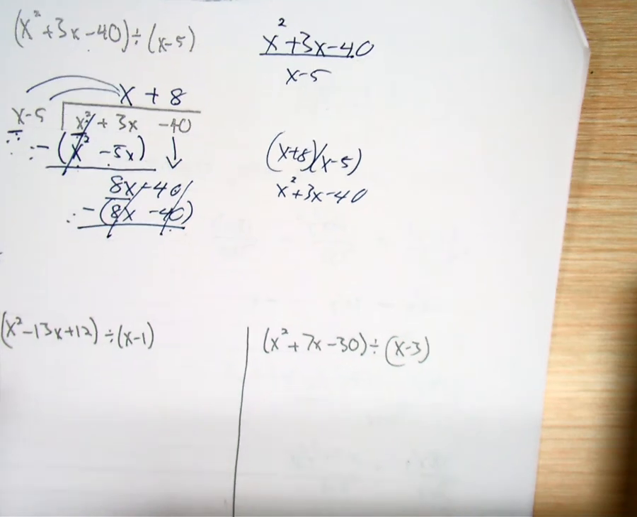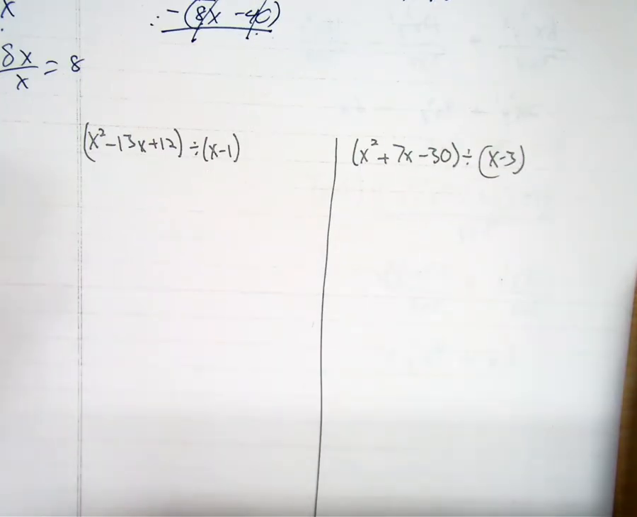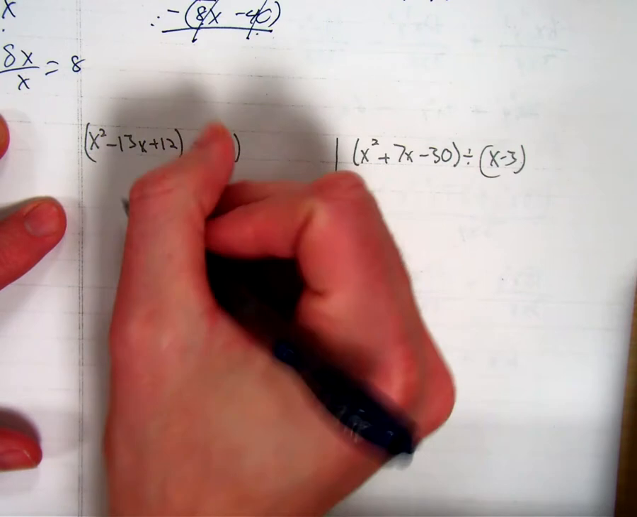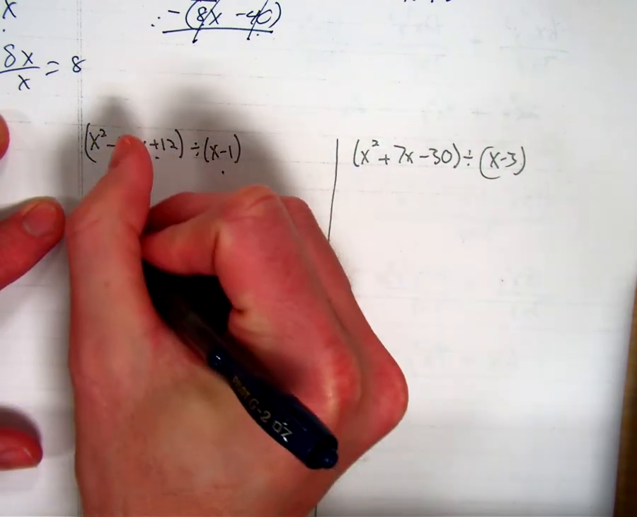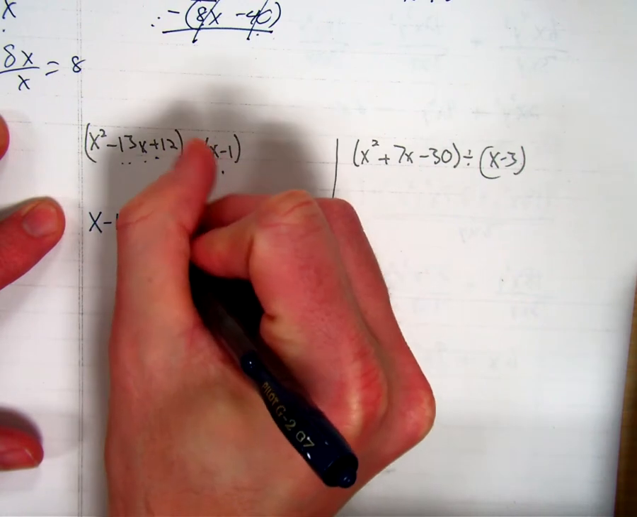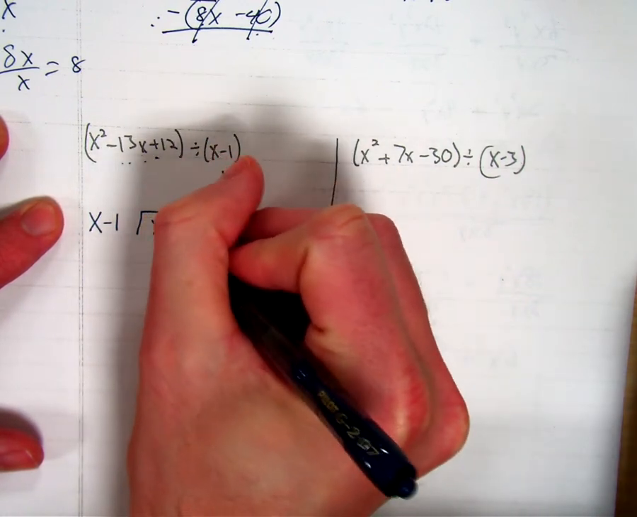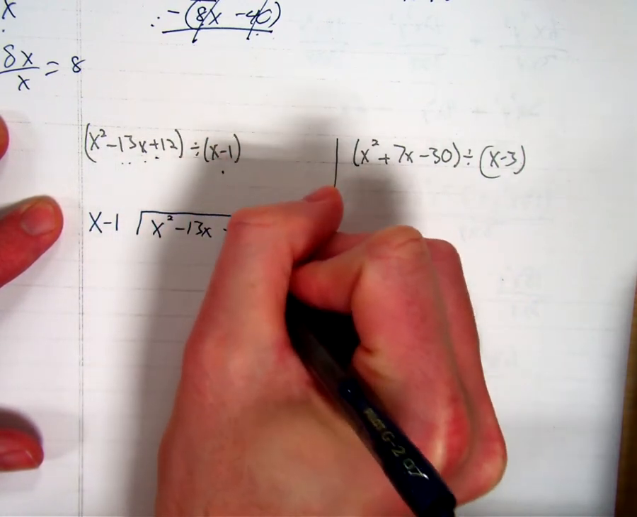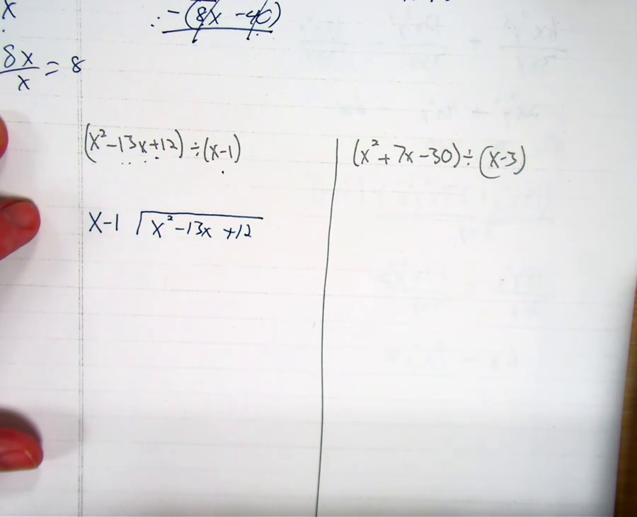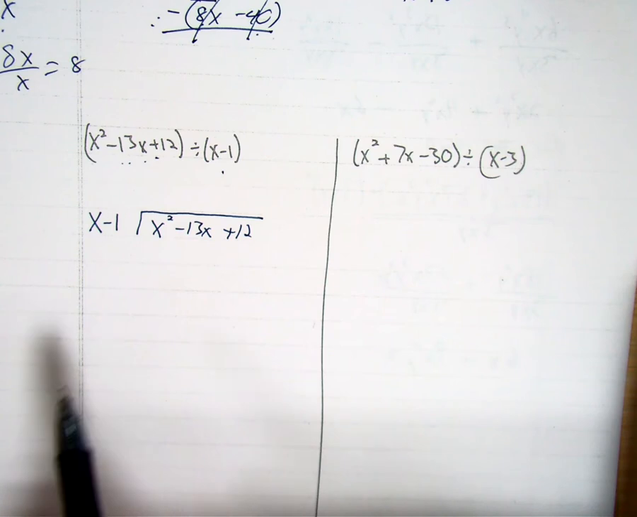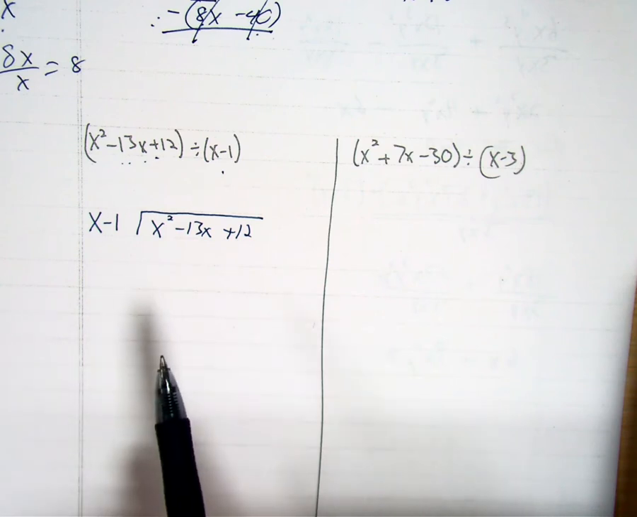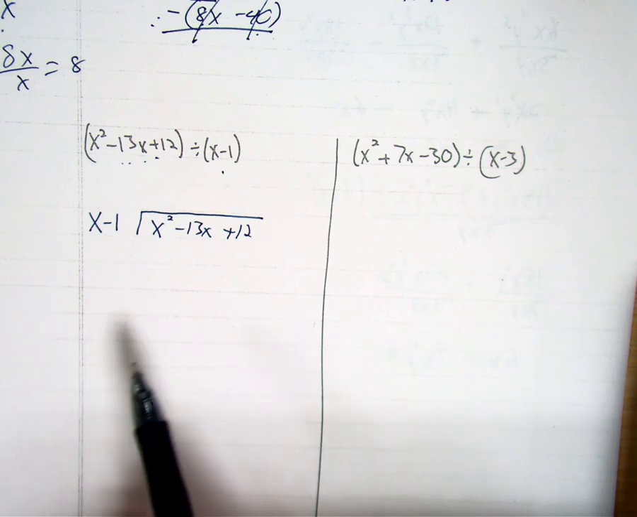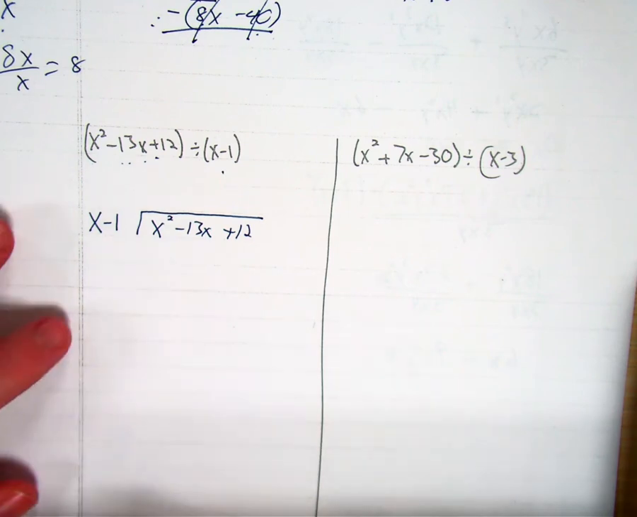Okay, we'll do one more together, and then I'll turn you loose to try that last one there on your own. Alright, so x squared minus 13x plus 12 divided by x minus 1. So I got x minus 1 out here, going into x squared minus 13x plus 12. You might be able to think about it in terms of factoring and come up with it really quick, but we're doing these easy ones first, hopefully easy ones, so you get the hang of it, you get the pattern, get the routine, and then you can apply that routine to more challenging problems.